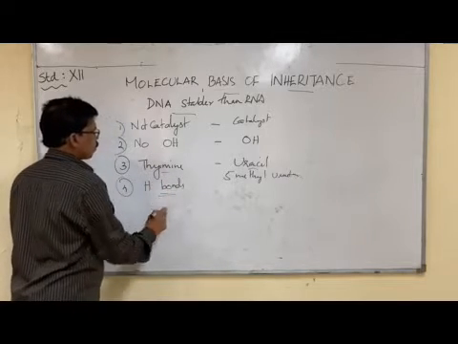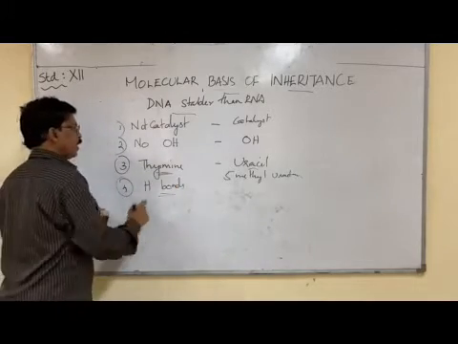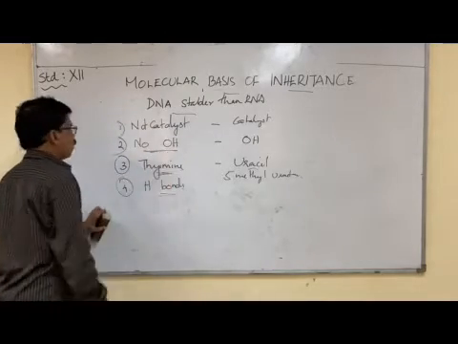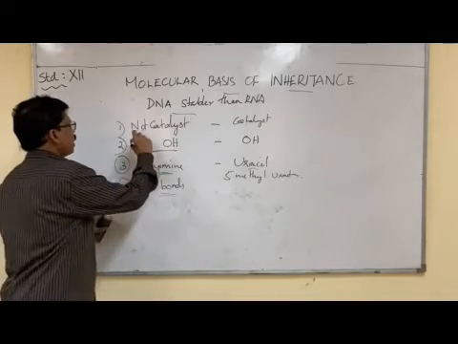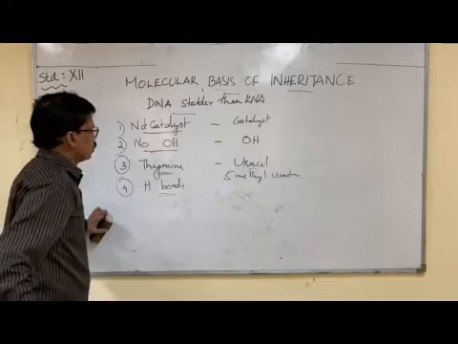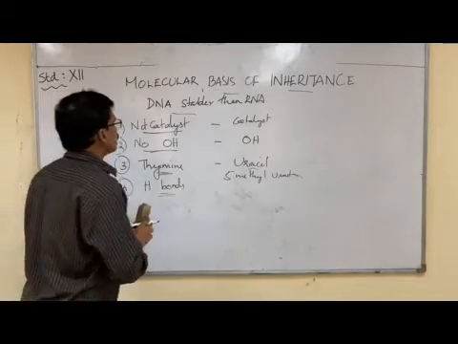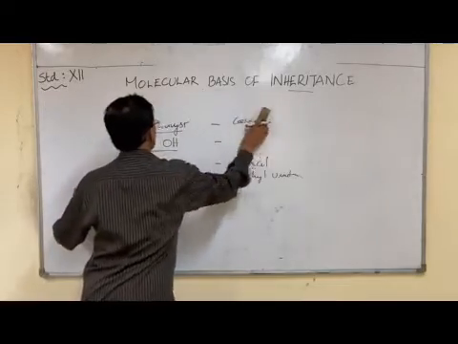So hydrogen bonds provide stability to DNA. Thymine provides more stability to DNA. Absence of the OH group provides more stability to DNA. And DNA is not a catalyst, hence it is stabler and less reactive than RNA. So these are the reasons why DNA is stabler than RNA.